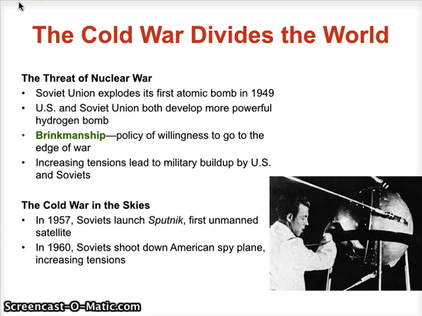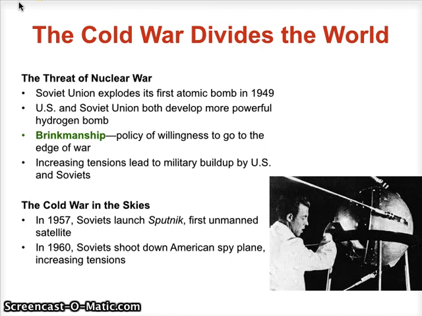The Soviet Union says, well, I have 10 hydrogen bombs. And the US says, I have 15 hydrogen bombs to kill you with. And it's a threat of nuclear war. This is what we call brinkmanship. It means that they are edging towards war, but not quite at war yet. They're on the brink of war. This also brings a rise of tensions between the US and Soviets.